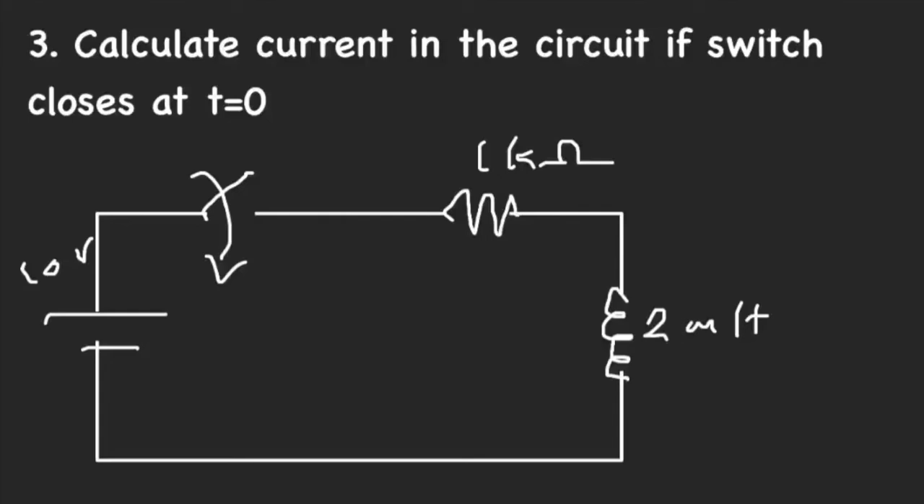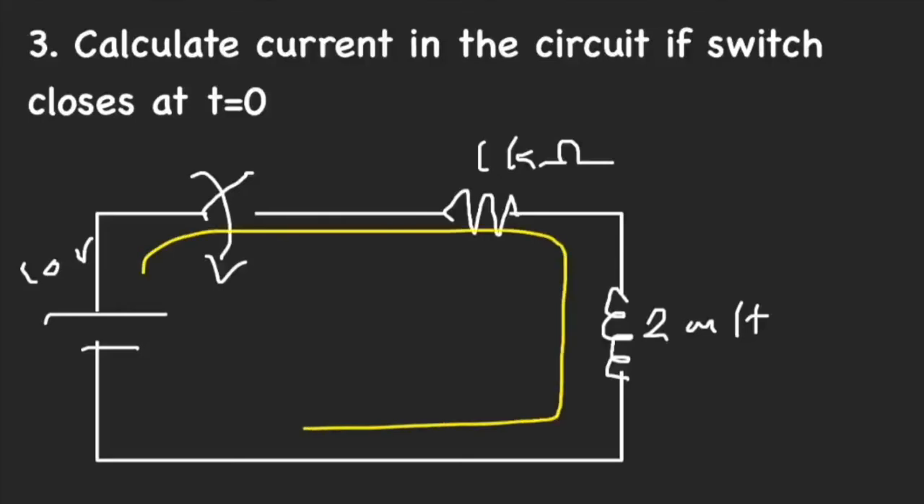So it says calculate current in the circuit if switch closes at t equals 0. So at t equals 0, this switch is closed and DC current will start flowing, but it will not reach the full value because there is an inductor in the circuit and it's going to resist the change in current. It's not going to stop it, it's going to resist it. There's a difference. Okay, so it's once again a simple substitution problem.